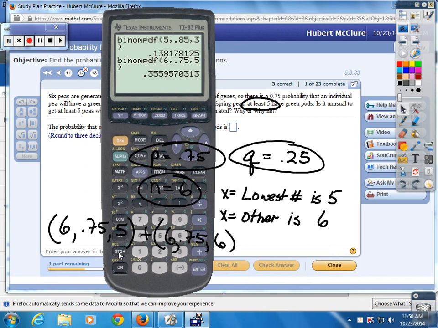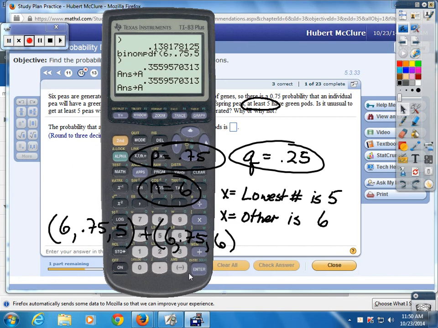Stow, like you go to the stove. And I'm going to save it in alpha A. And then I'm going to take second function, enter, second function, enter, and put in 6 here. And then I'm going to add that to alpha A. And that is 0.534. What did y'all get?